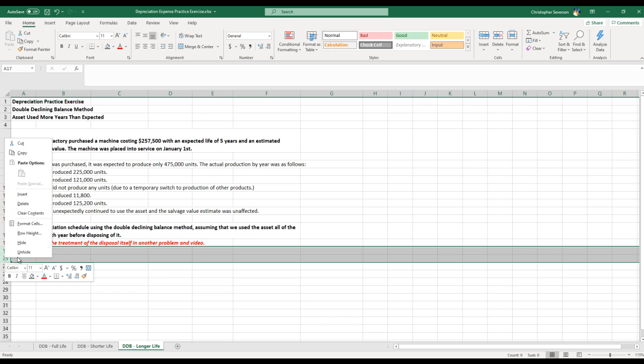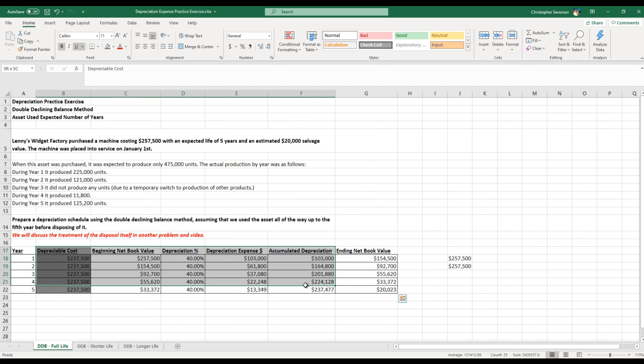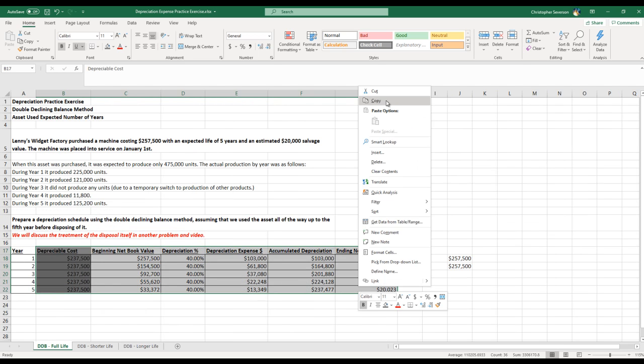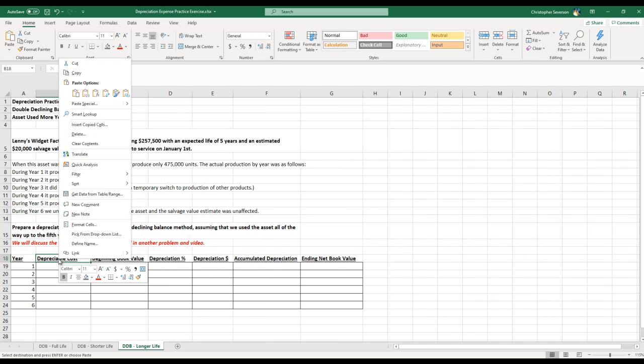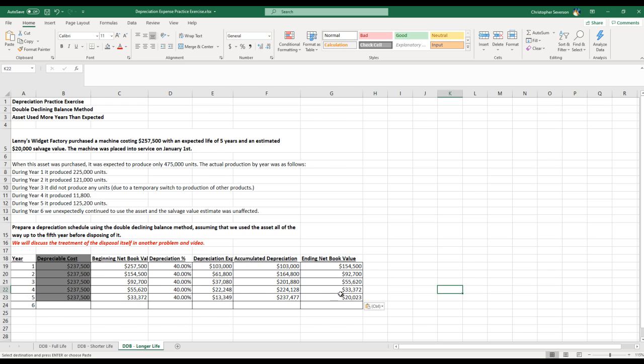Now, in this case, we found out unexpectedly at the end of year 5 that, hey, we're not disposing of this asset right away. Instead, we're going to keep using it for another year. So what would happen in this situation is your first 5 years would be identical. Keep in mind, this assumes that we did not know about this until the end of year 5.